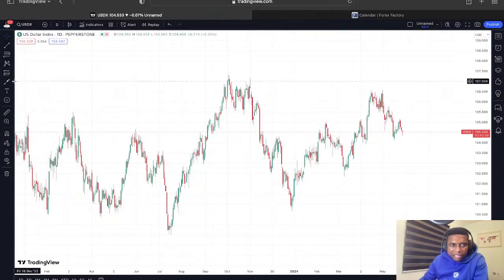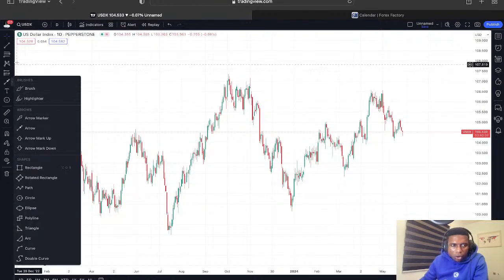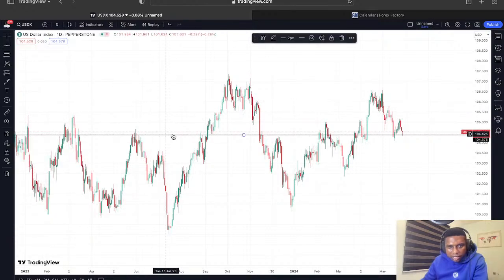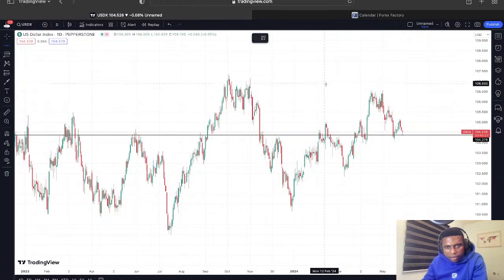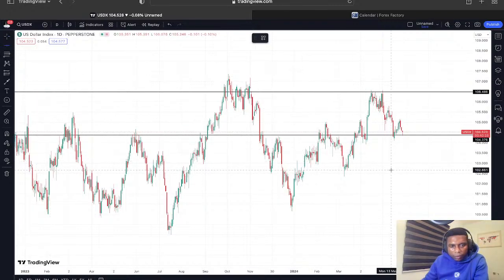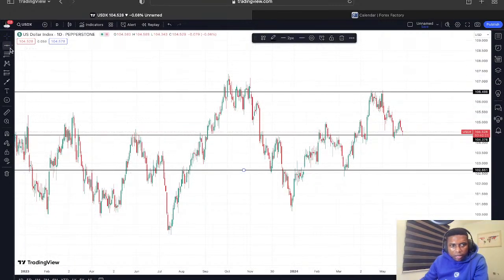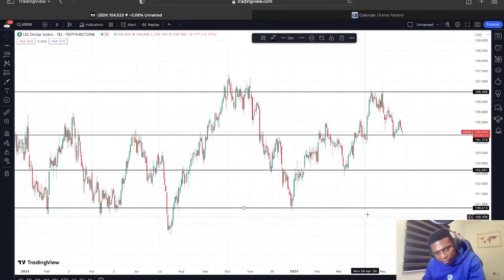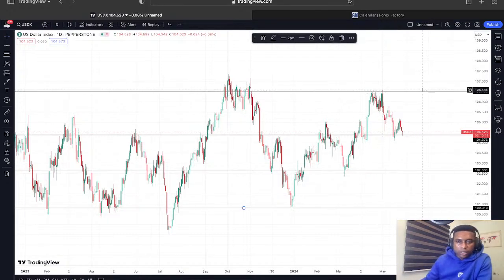Now let's map out levels of support and resistance on the dollar chart. So we can see here this is a level of support, okay. This is a level of resistance, okay. This is a level of support. This is another level of support. All right, so you can see level of support, level of support, level of support, level of resistance.